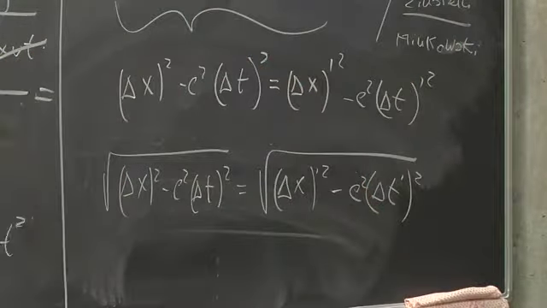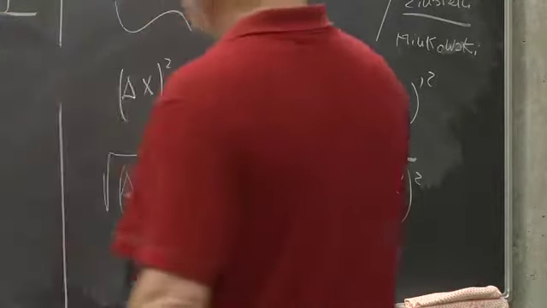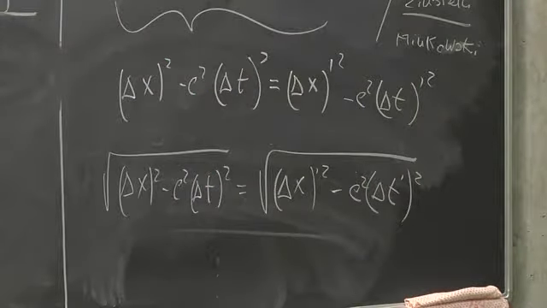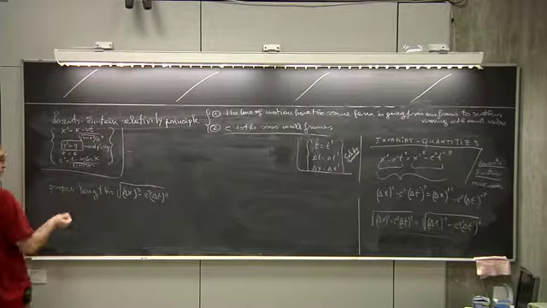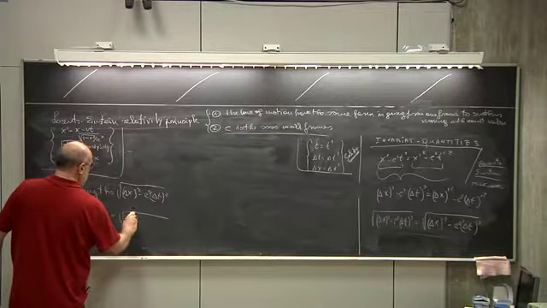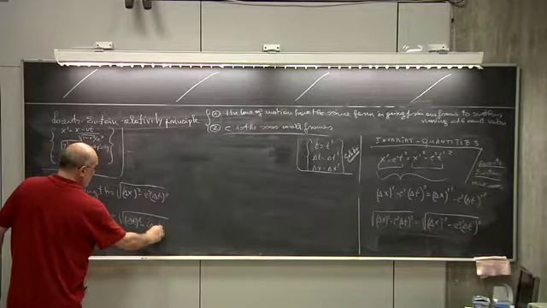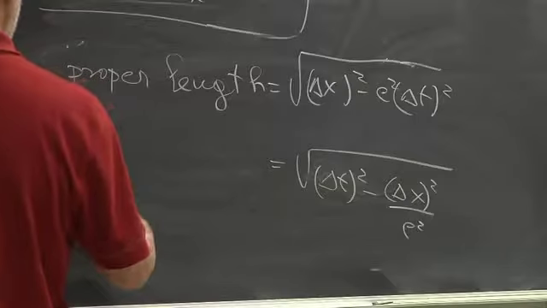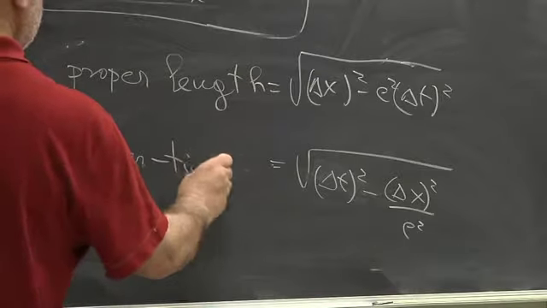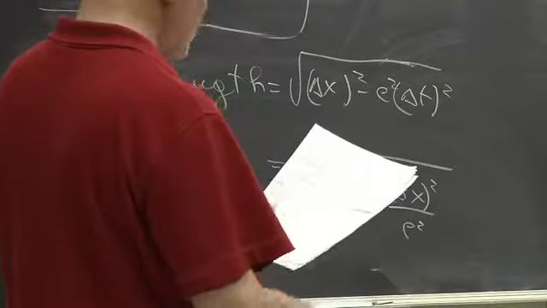Now, this quantity has a name, and it depends how you look at it. If you look at it in this manner, you see that this has the dimension of delta x, and it's called proper length. So proper length is delta x squared minus c squared delta t squared. But if you write it the other way, delta t squared minus delta x squared over c squared, then this is called the proper time, because it has the dimension of time, and also this is Lorentz invariant.